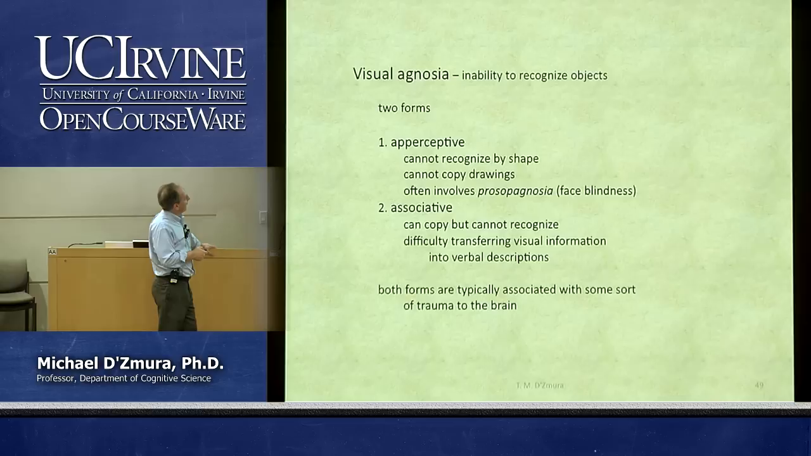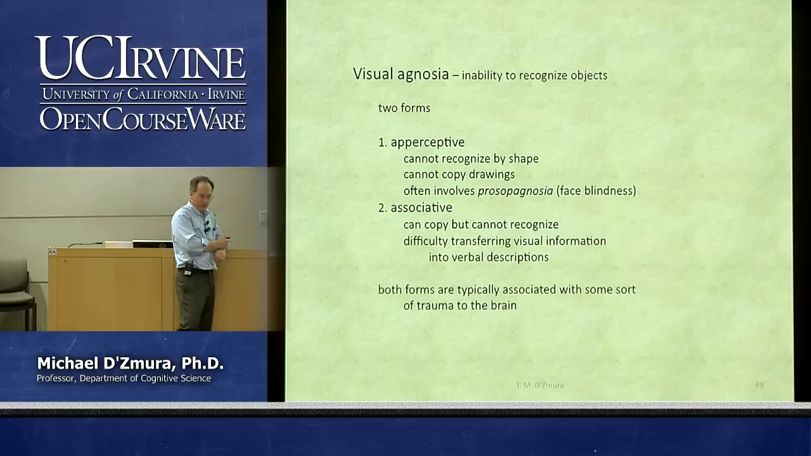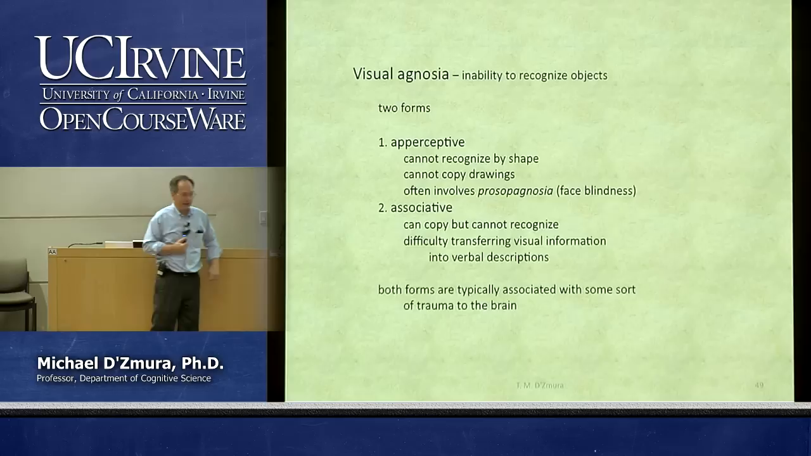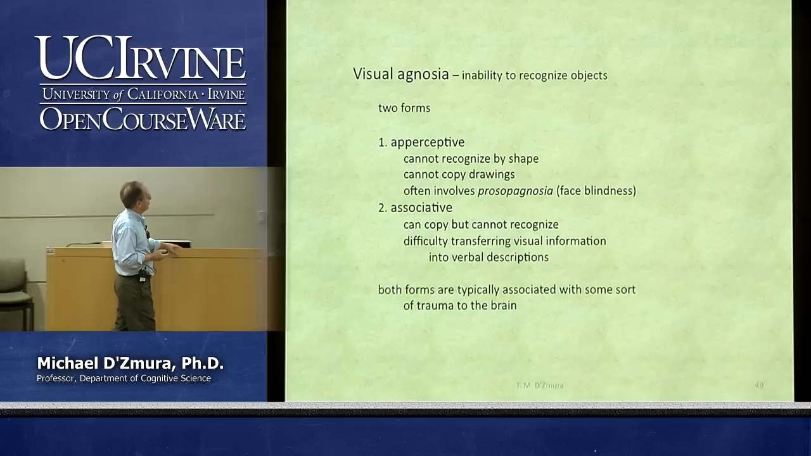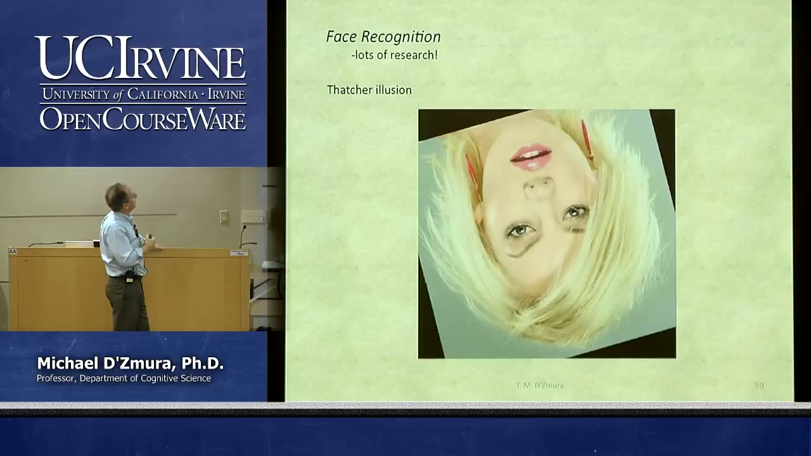Now, somebody with associative agnosia can copy a picture, but they cannot recognize what it is, and they have difficulty transferring visual information to verbal descriptions. So talking about what they see simply is no good. Both forms are typically associated with brain trauma. Not a big surprise, typically to temporal lobe structures.